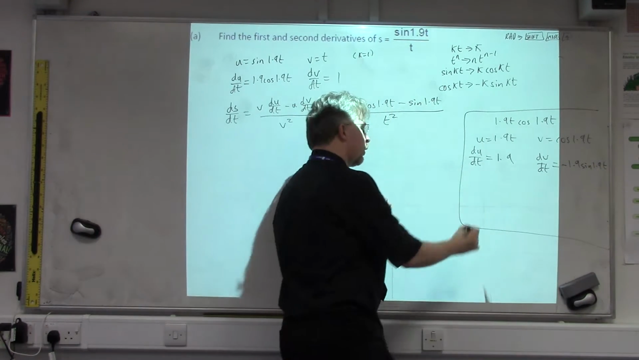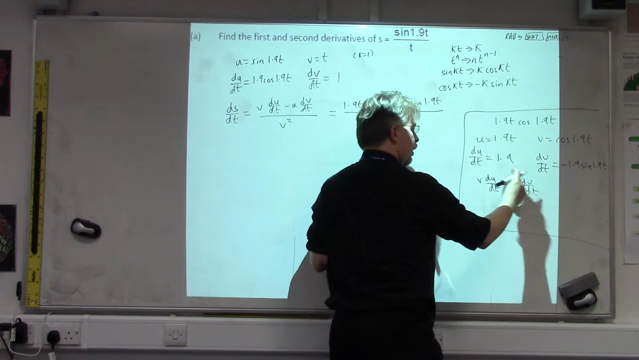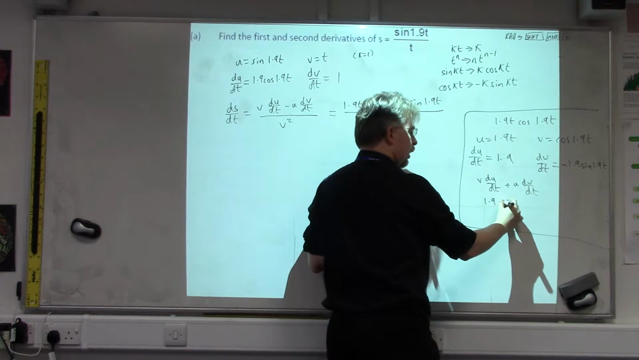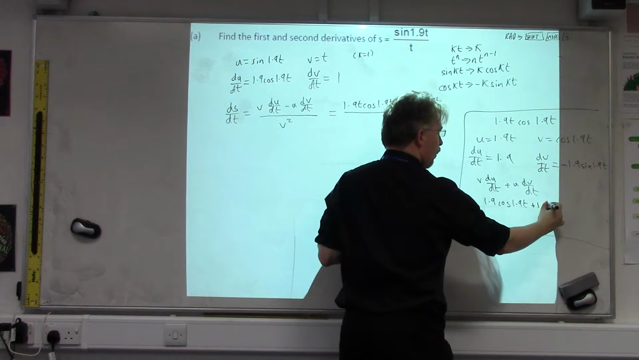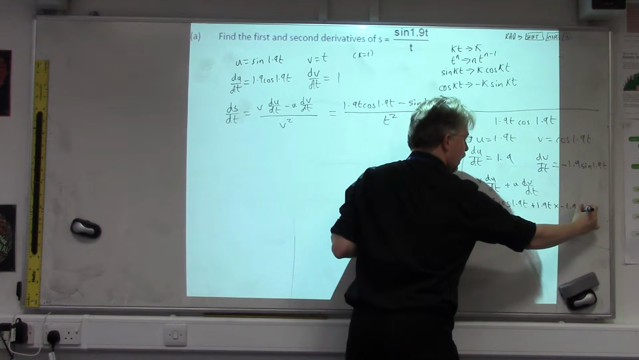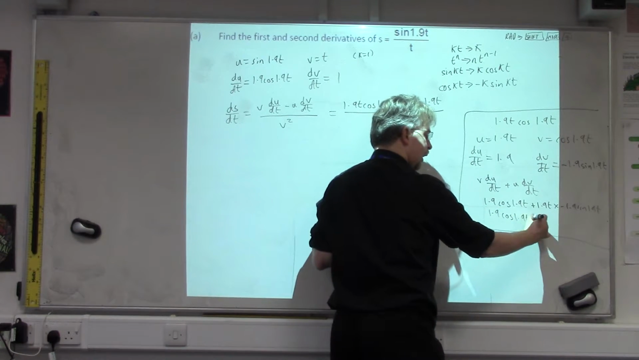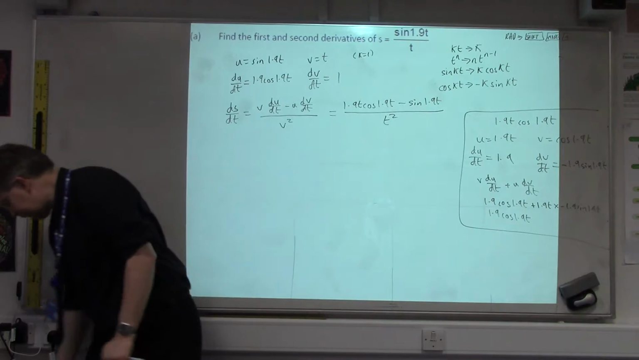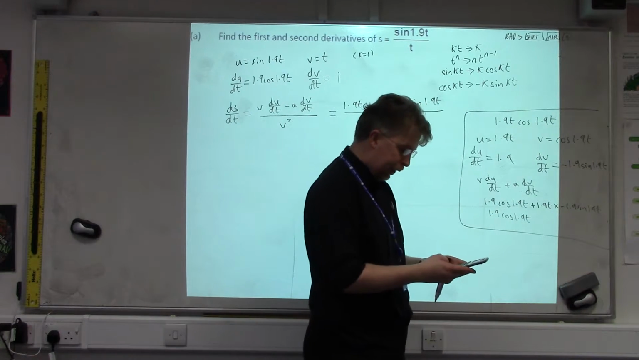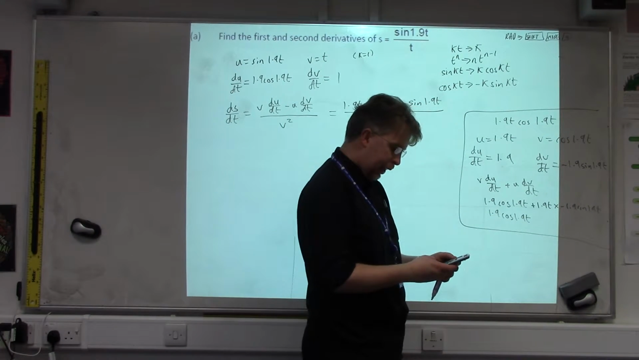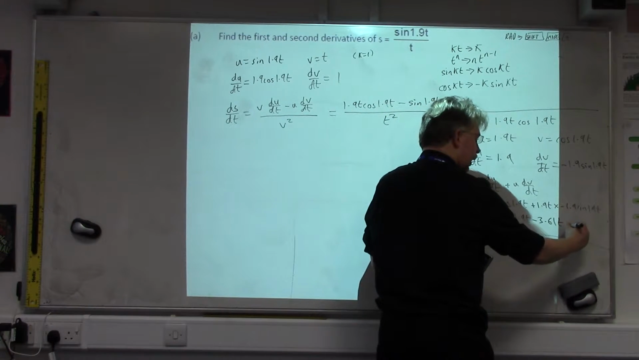Now we apply the product rule, so v times du by dt plus u times dv by dt. So we've got 1.9 cos 1.9t plus 1.9t times minus 1.9 sine 1.9t. So simplify: 1.9 cos 1.9t, then 1.9 times minus 1.9 is minus 3.61. We've got a t and we've got a sine 1.9t.